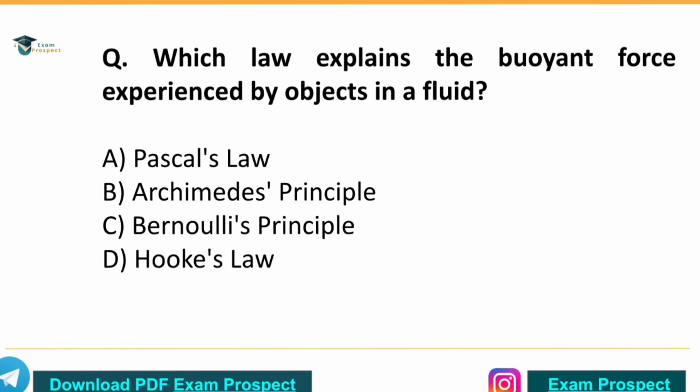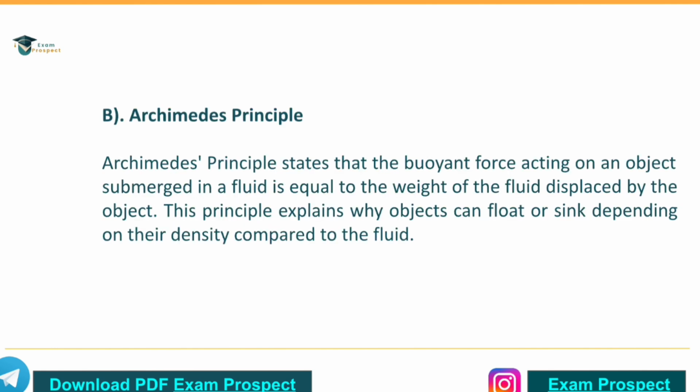Next question. Which law explains the buoyant force experienced by an object in a fluid? The correct answer is option B, Archimedes' principle. Here, Archimedes' principle states that the buoyant force acting on an object submerged in a fluid is equal to the weight of the fluid displaced by the object. And this principle explains why objects can float or sink depending on their density compared to the fluid.